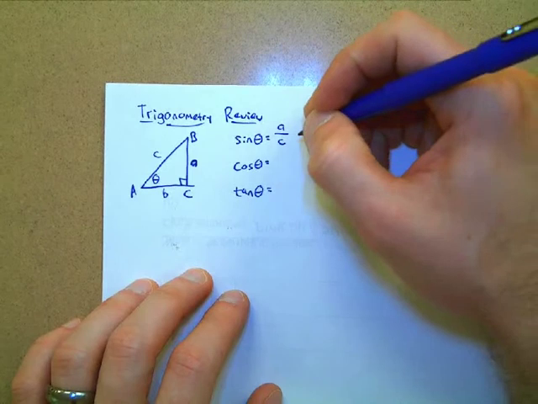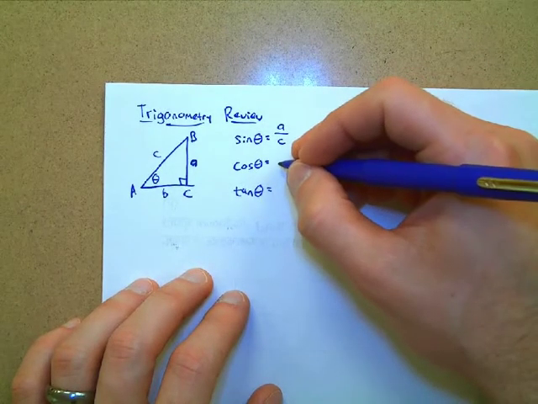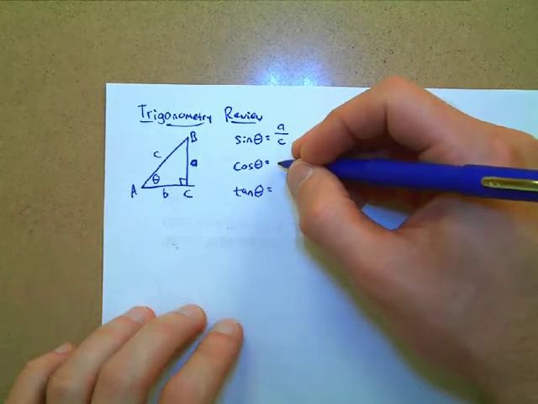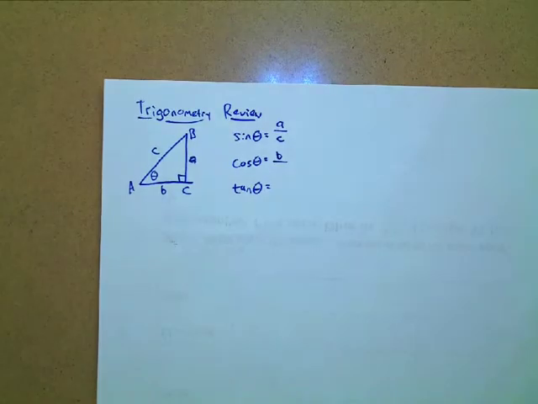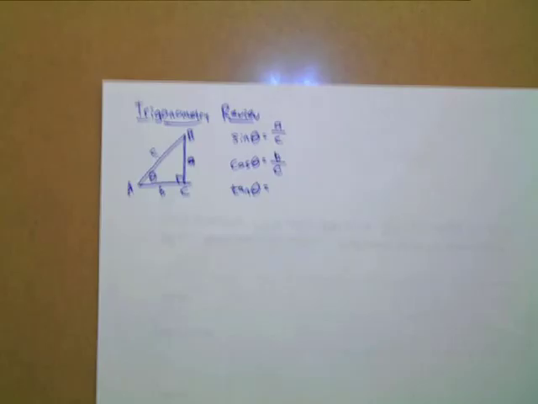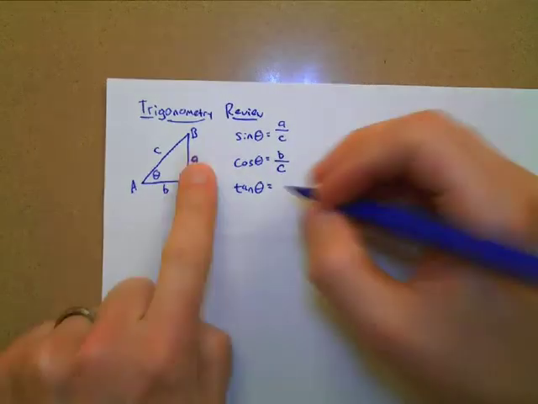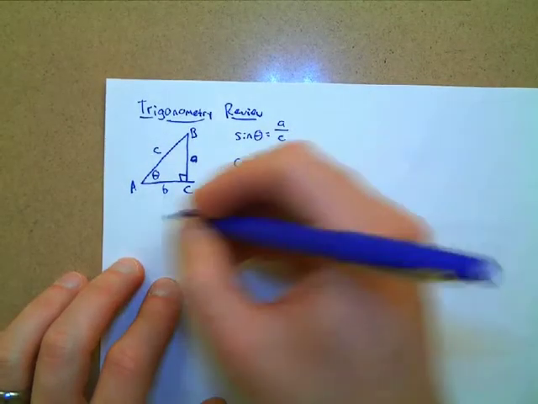What about cosine? What would that be in this case? Adjacent. What's the adjacent leg to theta? B over, then what's the hypotenuse again? C. Okay. And how about tangent of theta? Yeah, opposite over adjacent leg. Yep, that's right. Remember we use SOH CAH TOA, right?